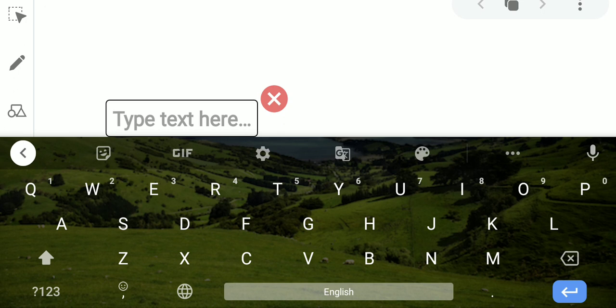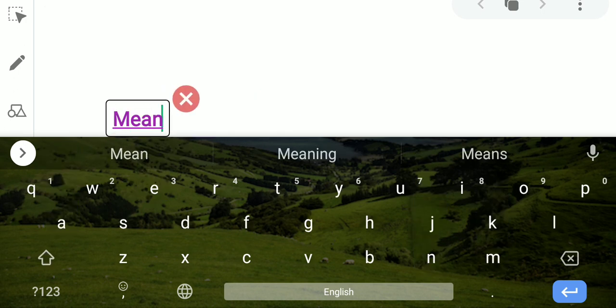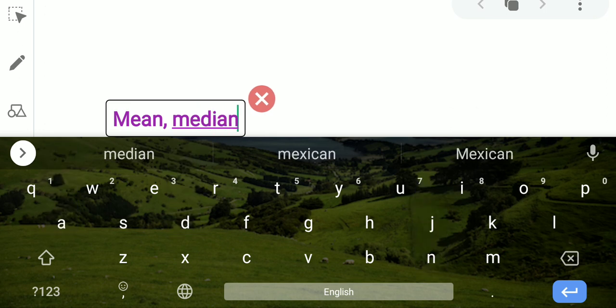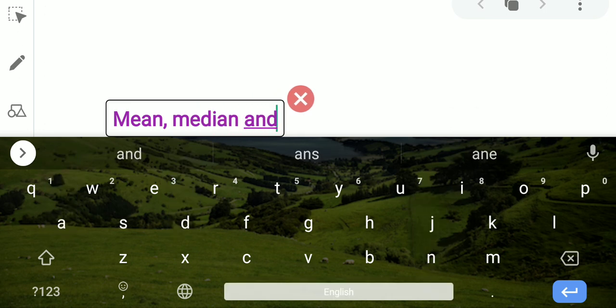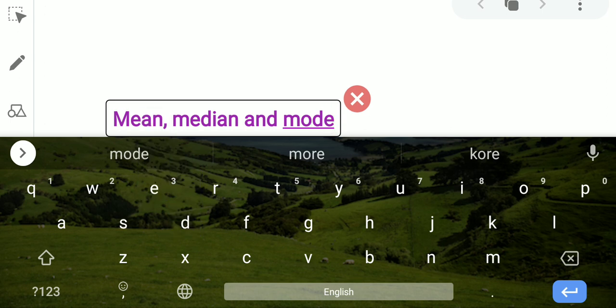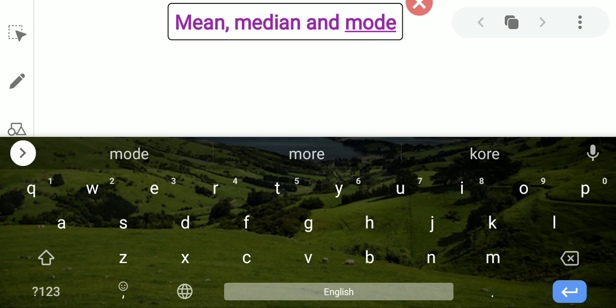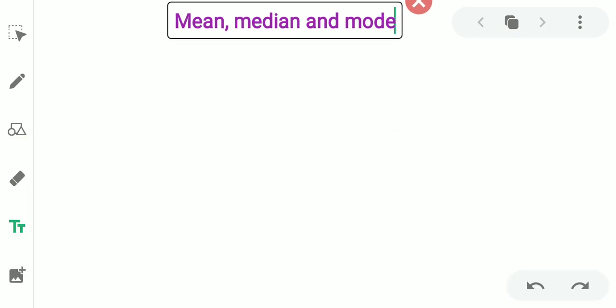So mean, median and mode. This is what we are going to do today: mean, median, mode. Okay, let's do this problem one by one.